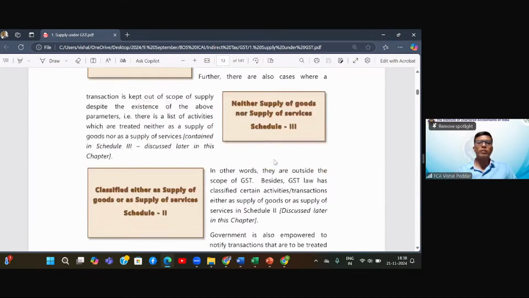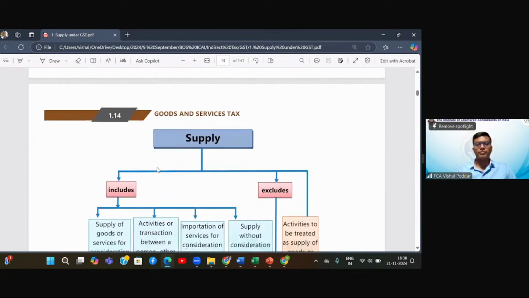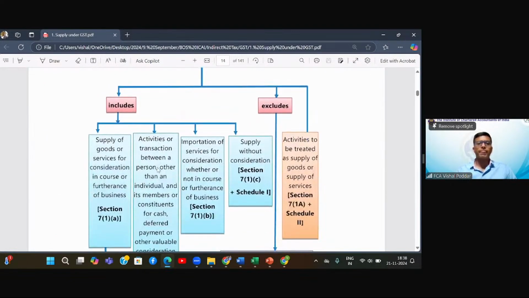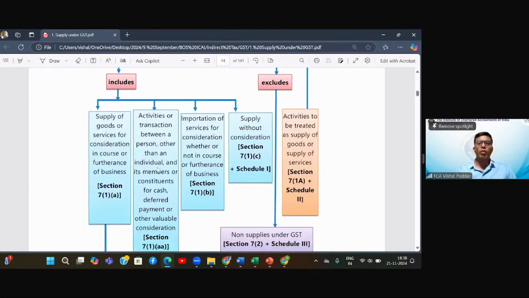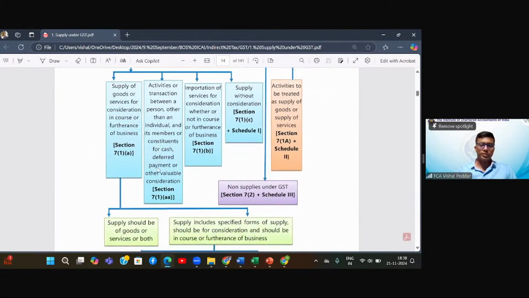And then you have Schedule 3, which is neither supply of goods nor supply of service. And finally, once anything is supply, you determine the nature, that is, you classify whether it is supply of goods or supply of service. This is the broad structuring of the entire supply definition, right?